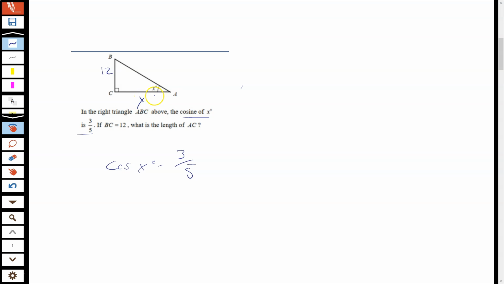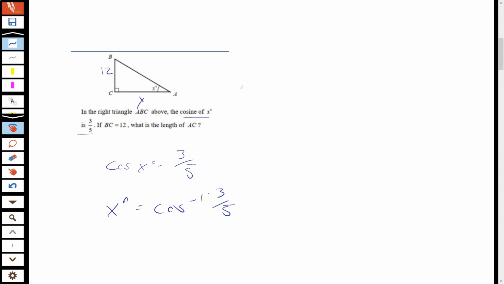Okay, a couple different ways we could approach this, right? One way we could approach it is we could find x, and then we could make an equation with 12, y, and whatever x is to find y. So let's give that a try. We know cosine of x is 3/5. That means x is going to be cosine inverse of 3/5.